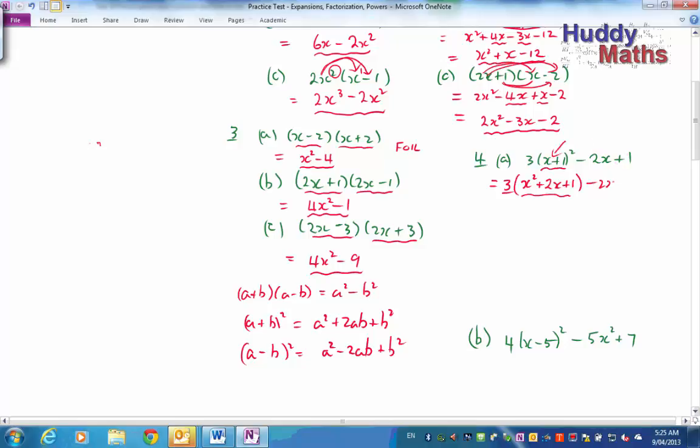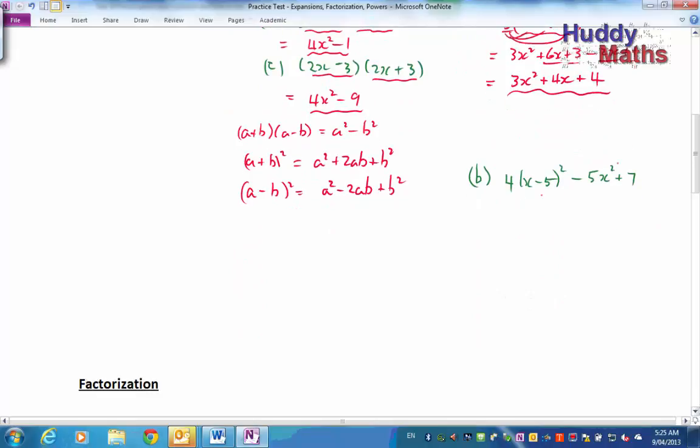Then take 2x plus 1. So this comes to 3x squared plus 6x plus 3, and then we'll keep these on the end and collect up the like terms. So there's only one x squared term, so it's 3x squared. 6x take 2x, 6 dogs take 2 dogs, 4 dogs, 4x. 3 plus 1 is 4. Okay, that's a fairly big one there. Have a look at that one, check that out.